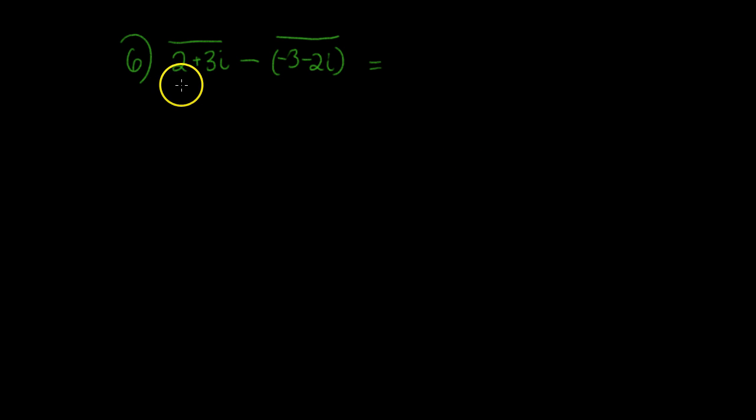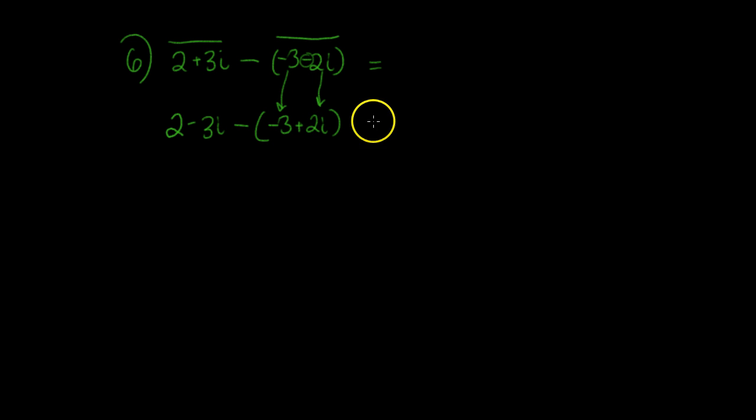Okay, so number 6, they're telling you to write the conjugate first. So what's the conjugate of 2 plus 3i? It's 2 minus 3i. And then it would be minus, keep your parentheses, negative 3 plus 2i. Remember, once again, this stays the same, this stays the same, but this is the only thing that changes, so it changes to a plus. So now I can just do a little distribution of the negative, change those signs. So it's 2 minus 3i plus 3 minus 2i. 2 plus 3 is 5 minus 5i.